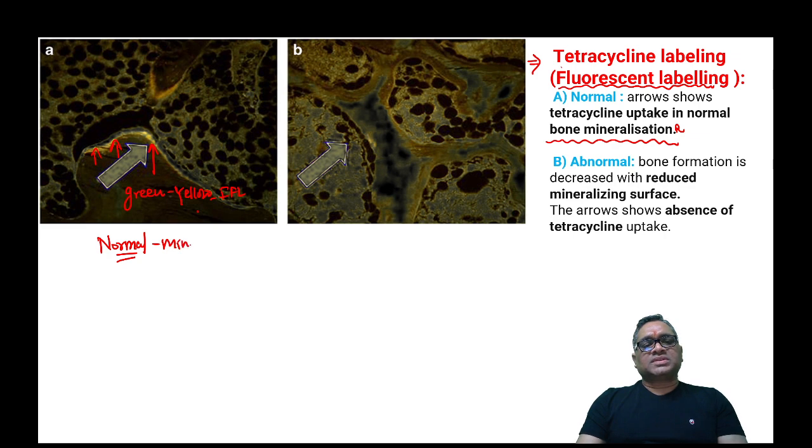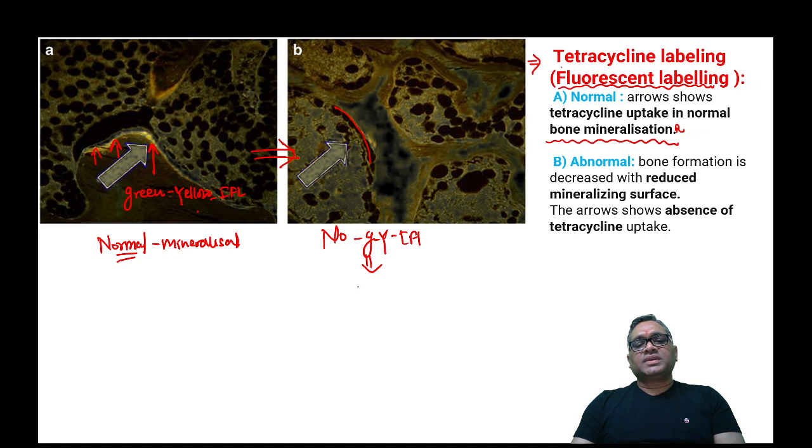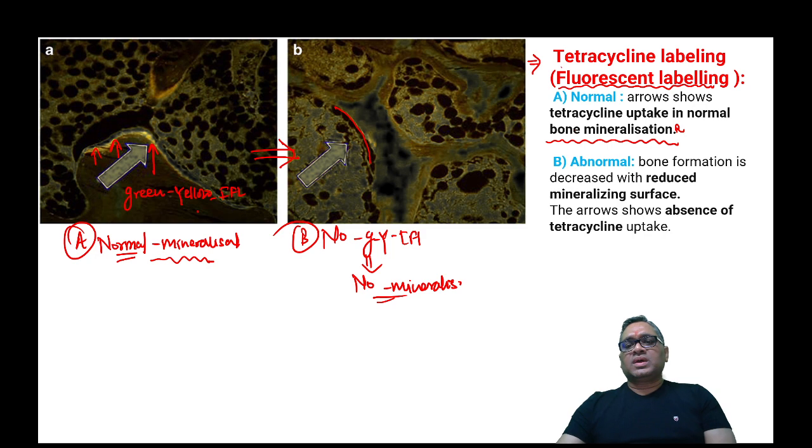So remember, this is the normal mineralization we are seeing. And if you see the counterpart of this, here you cannot see the same thing, right? There is no green yellow fluorescence. That means there is no mineralization of the bone in this B, right? In A you are seeing normal mineralization. So that is what you can see.